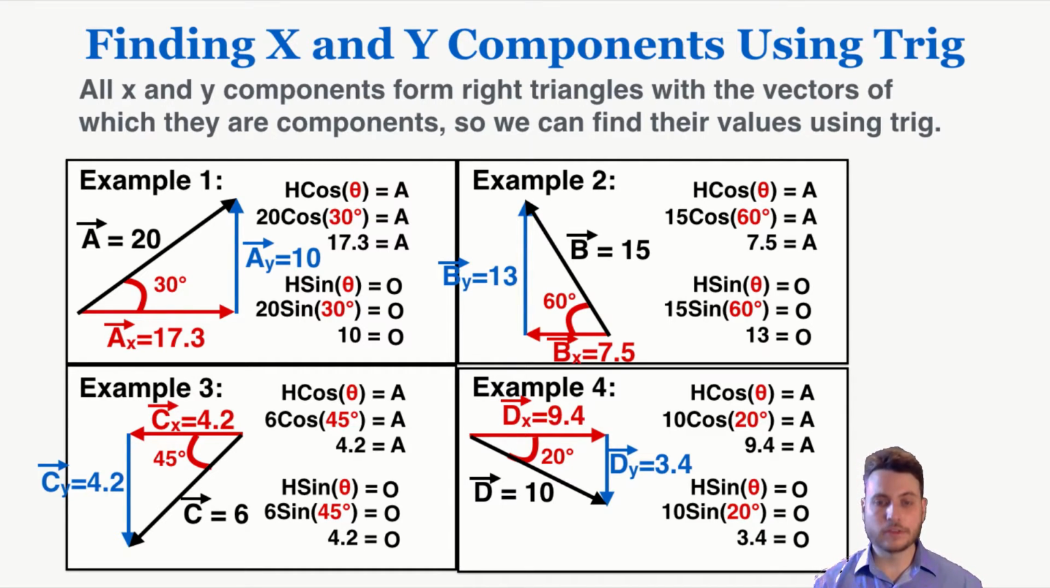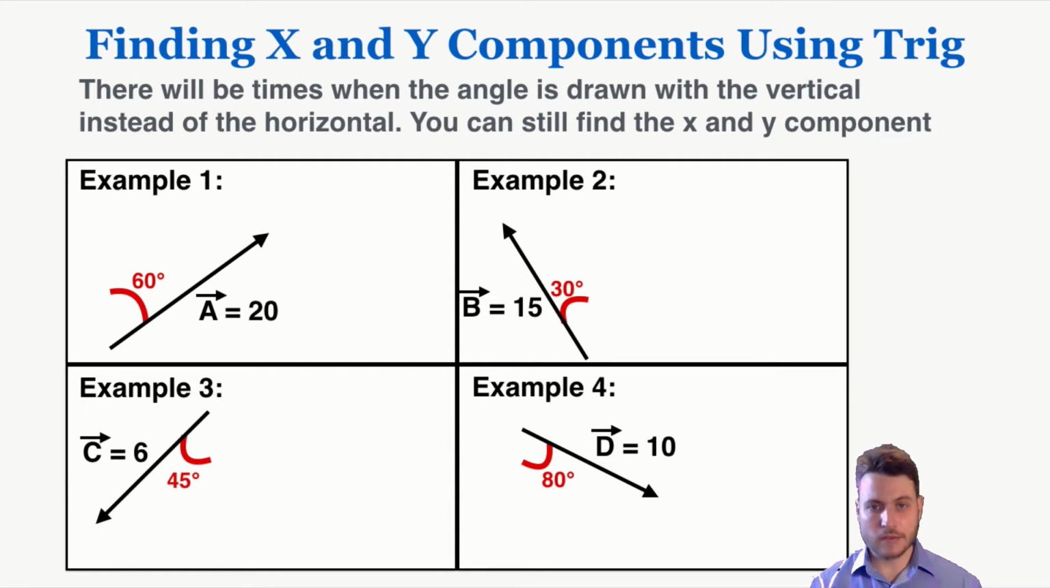And in general, that's how we'll use trig to find the x and y components of any vector that we have, just using the angle and the magnitude. There will definitely be times when the angle is drawn with the vertical instead of the horizontal, but we can still find the x and y component.